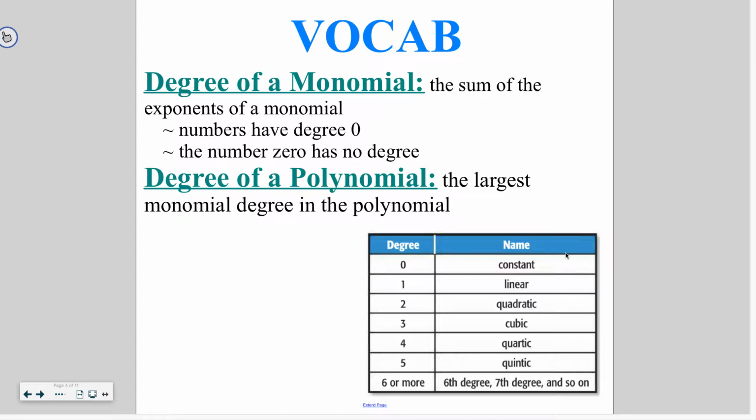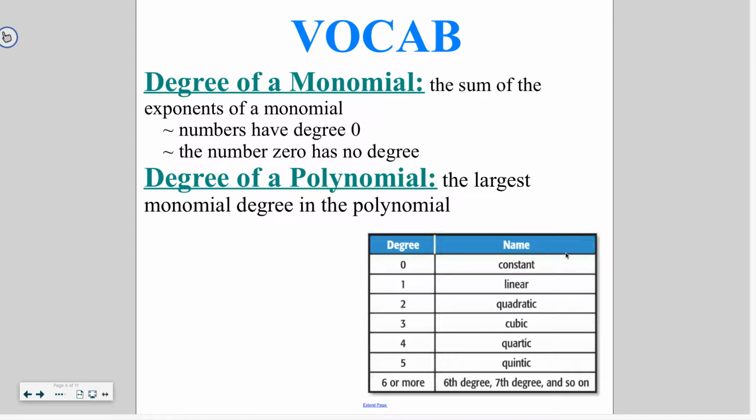The degree of a monomial means you're adding up the sum of the exponents. So if you just have the number 5, for example, that's going to count as 0 when you are talking about the degree. The number 0 is a special case. It doesn't count for anything. So if you see the number 0, we're just going to ignore it.